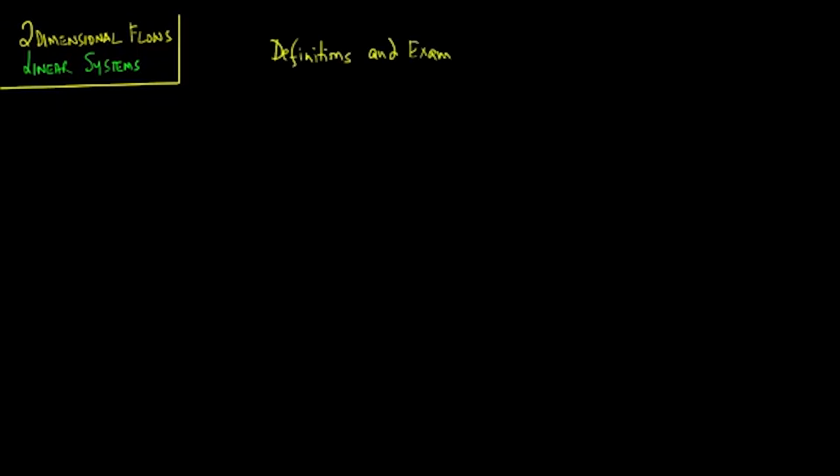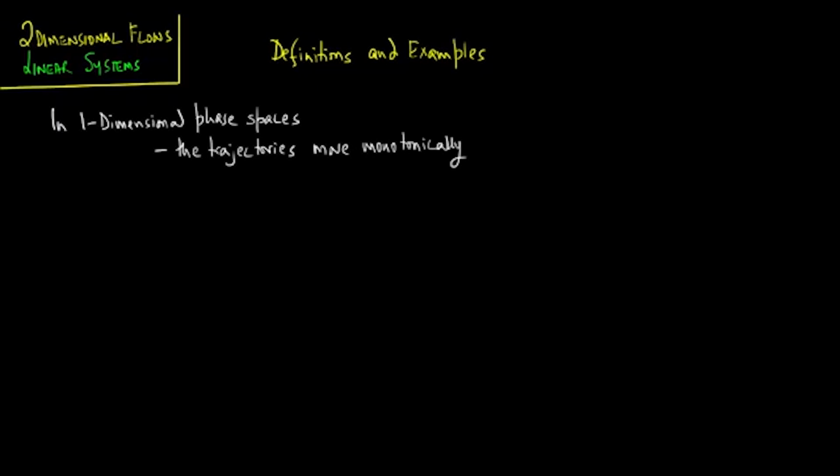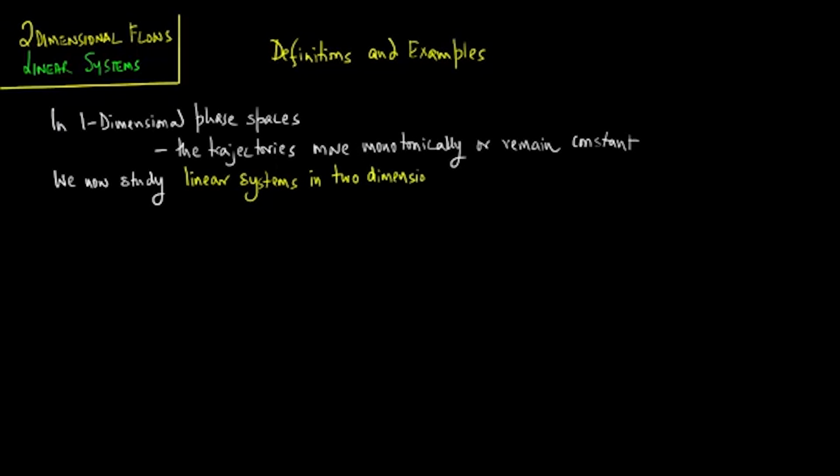We now move on to the study of two-dimensional flows, and we start the study with linear systems. So this lecture will center around definitions and some examples. In one-dimensional phase spaces, the trajectories move monotonically or they remain constant. We now study linear systems in two dimensions.